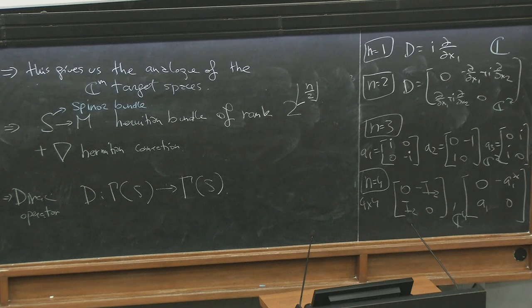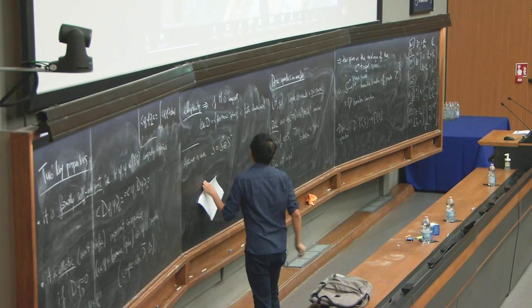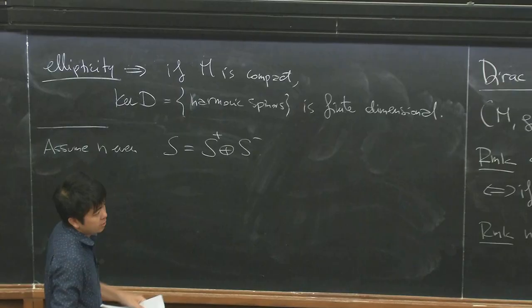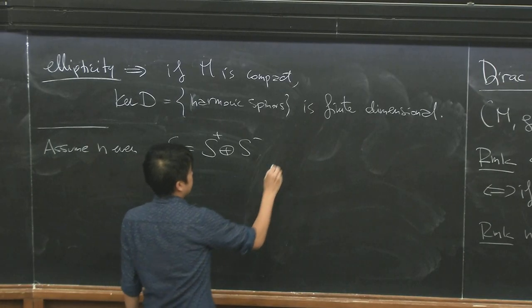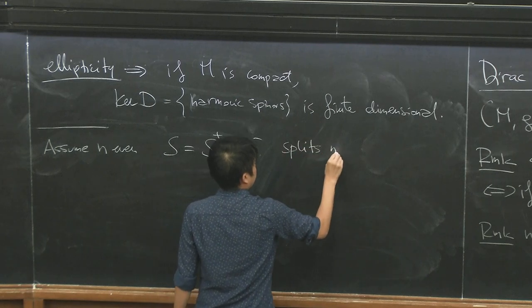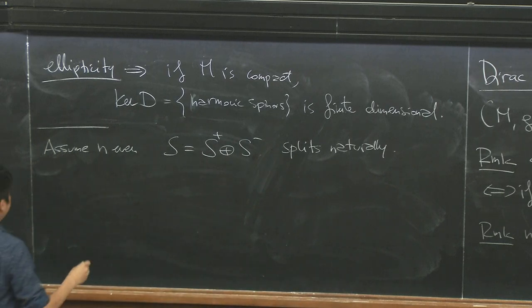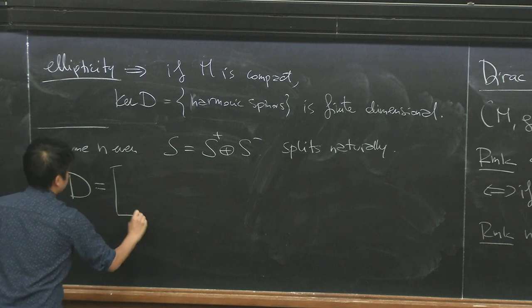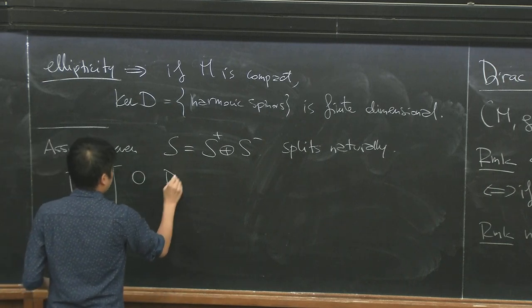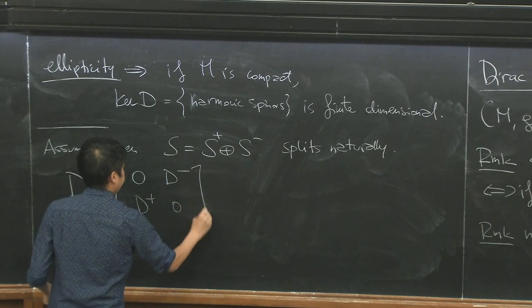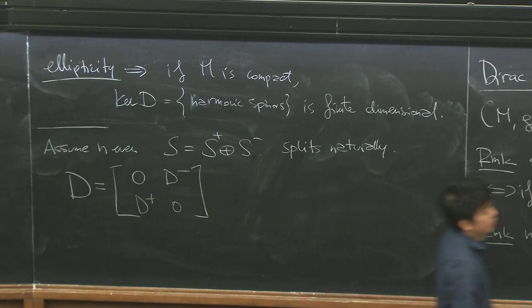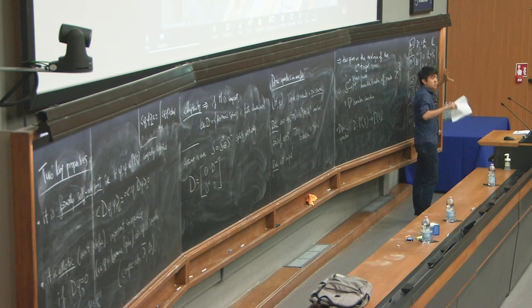your bundle splits. There's some natural splitting. So that's the case of Rn, and it holds also on a general manifold that your bundle splits. And your Dirac operator you can decompose as two blocks: 0, D minus, D plus, and 0. You should keep in mind the case n equals 2 that I wrote out explicitly. So the Dirac operator you can write as these blocks with zeros on the diagonal terms.